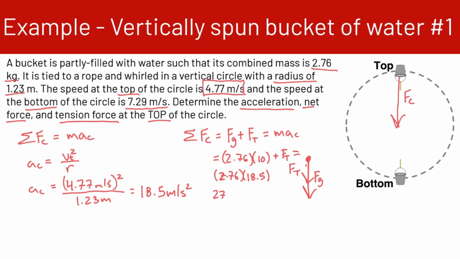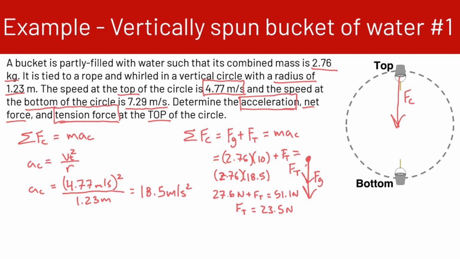So we have 27.6 newtons plus Ft is equal to 51.1 newtons. So our tension force then is equal to 23.5 newtons. Okay, so we've determined the acceleration, we've determined the tension force, so now we just need to determine the net force.